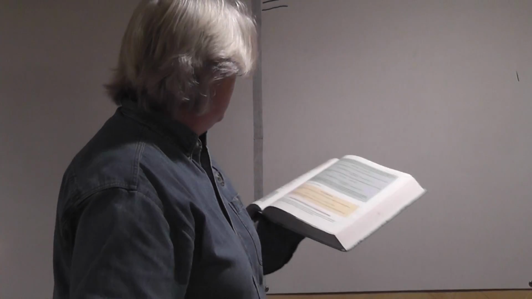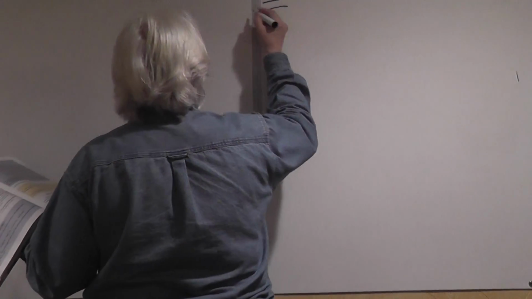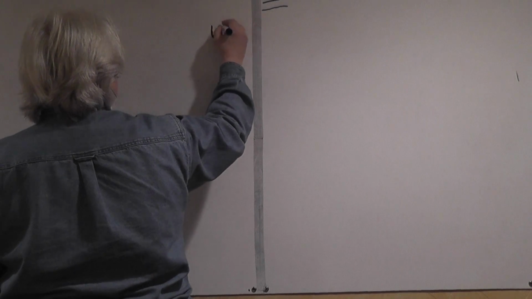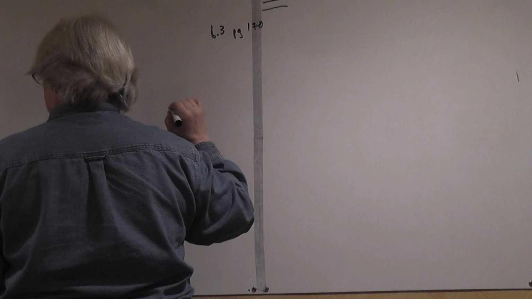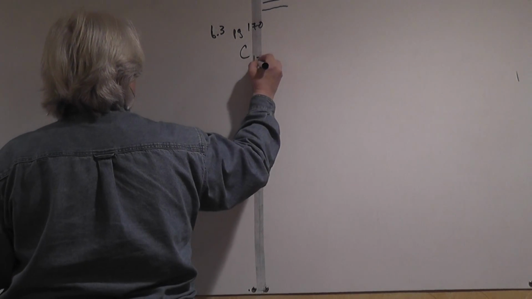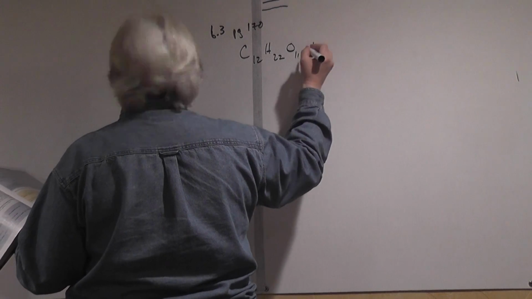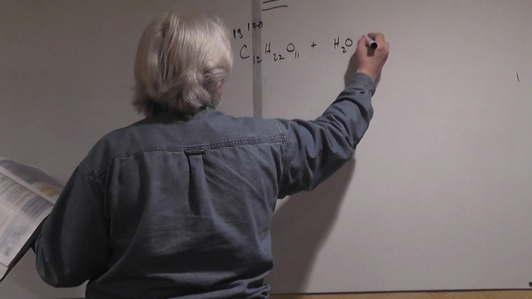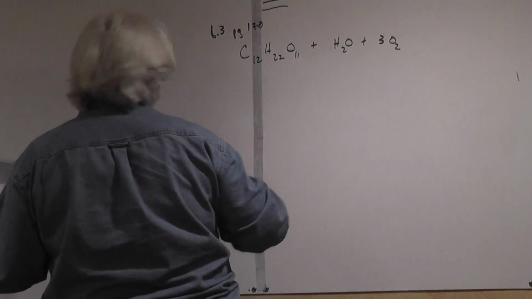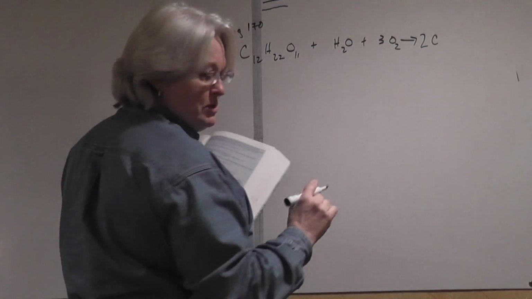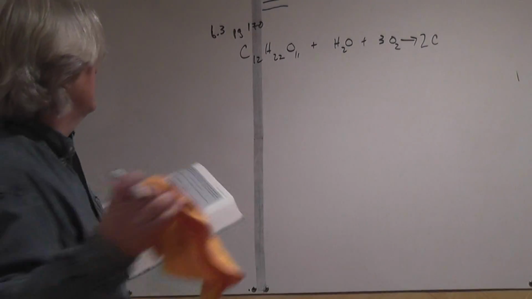It says citric acid, which is a component of fruit drinks, jams, and jellies, is produced using the following reaction. This is 6.3, page 170. We have C12H22O11 plus H2O plus 3 oxygen, which yields citric acid. I'm going to go ahead and erase this so that I don't run off the board so completely.